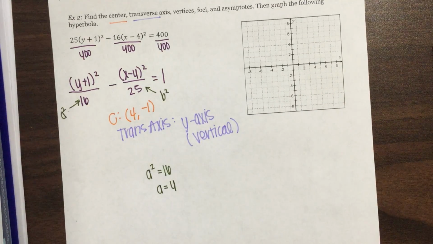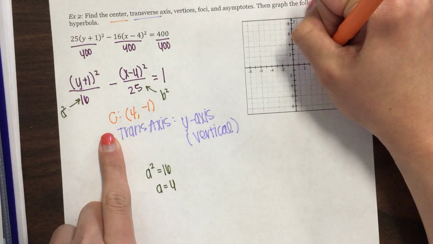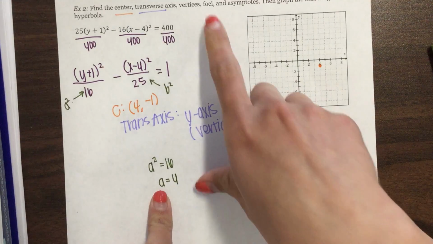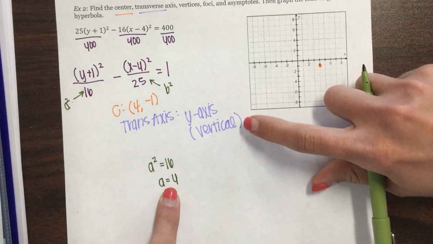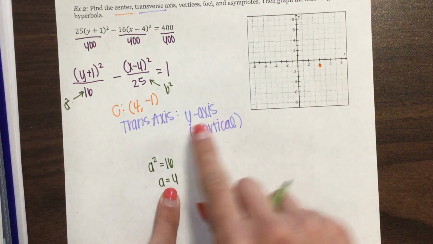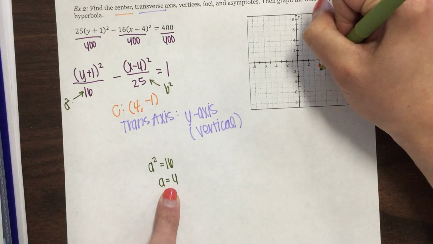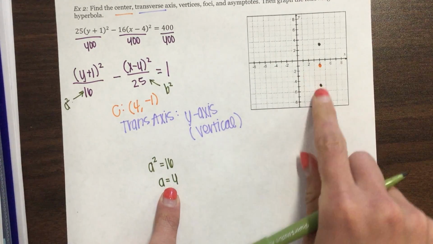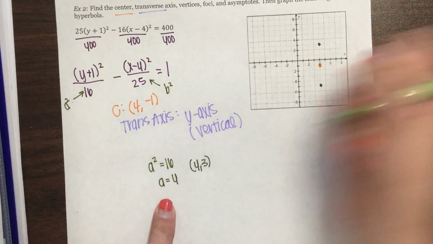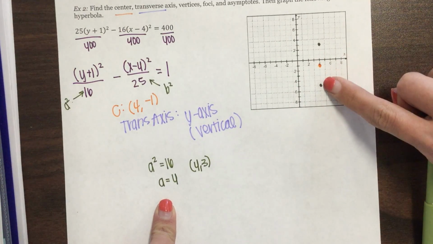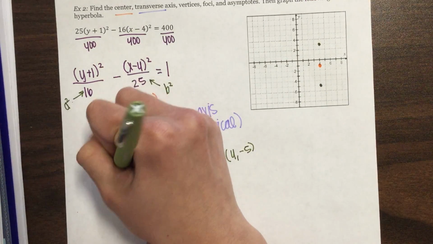Okay, so at this point, once I have that, I'm going to graph my center. So my center is 4, negative 1, right there. And now I need to find my vertices. I know a equals 4, and I know that my transverse axis is the vertical axis. So I'm going to go up and down 4 from this point, because it's vertical. So 1, 2, 3, 4. 1, 2, 3, 4. That point right there is 4, 3, so 4, 3 is one of my vertices, and this point right here is 4, negative 5. Those are my vertices.